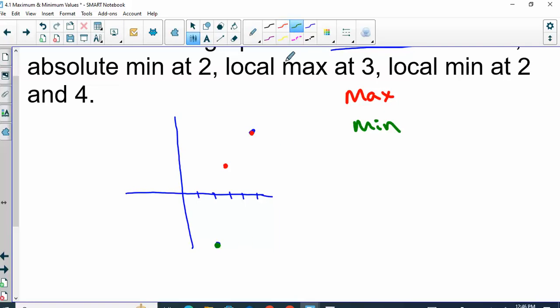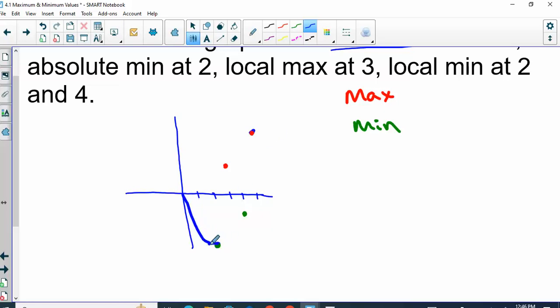Local min at 2 and 4. So I already have 2 as an absolute min. Because it's local, what do I know that 2 cannot be? It can't be an endpoint. And 4 is also a local min. It can be hard just to read this and try to draw your graph. So I always try to sketch it out and then go back and reread my requirements afterwards and make sure it matches. So I know this is my min.